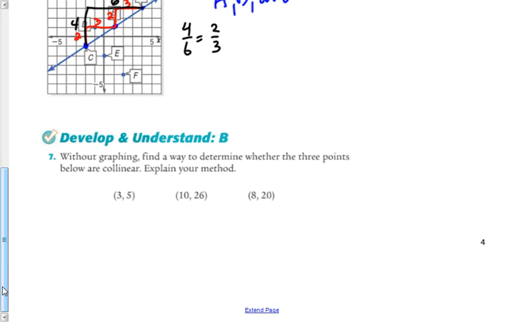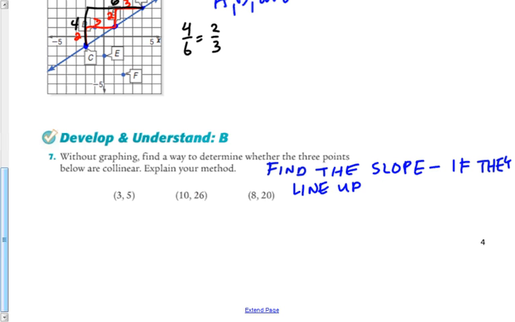So we're going to do number 7 here. It says, without graphing, find a way to determine whether the 3 points below are collinear. Explain your method. And our method is for us to find the slope between the points. And if the slope is the same, then the points have to be lining up. So find the slope. If they line up, the slope between them will be the same.